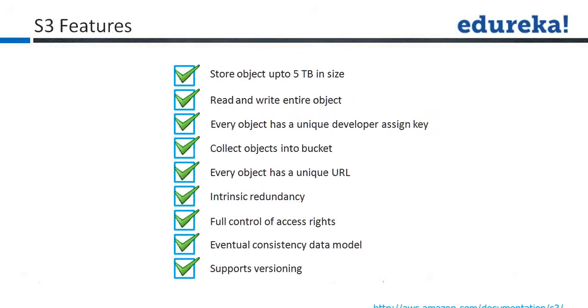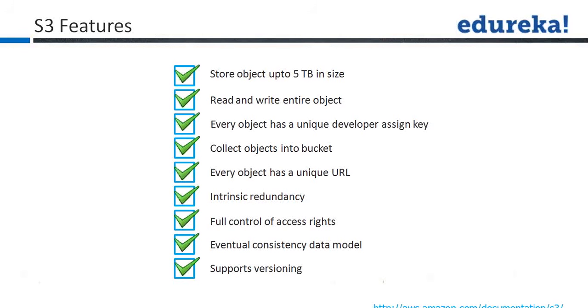Now, in S3, you can store an object up to 5 terabytes in size. So one object can be a maximum of 5 terabytes. You can store an unlimited number of objects, each of 5 terabytes. You can entirely read or write the object. Also, each object would have a unique developer-assigned key, which is like a name. So the key would be the name and it would have some value. All objects are always stored inside a bucket. No object can be independent.